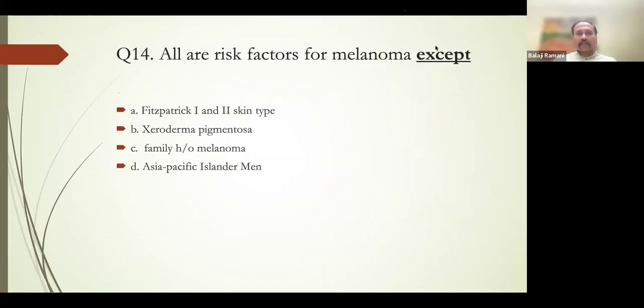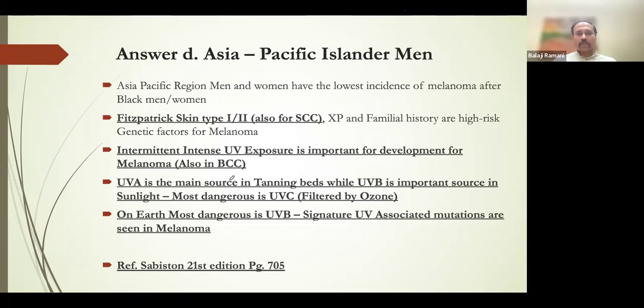So risk factors are all there except Fitzpatrick type, xeroderma pigmentosum, family history, and the Asia Pacific, which is, of course, the clear exception. Asia Pacific Islander men have the least risk of developing a melanoma. Fitzpatrick type 1 and 2 are basically the tall, blue-eyed, blonde, Aryan ancestry, as we call it. So that is the most important risk factor for developing a melanoma. Then you have xeroderma pigmentosum, as we've already discussed. All types of skin malignancies are common, but XP is the most dangerous one for causing melanomas.